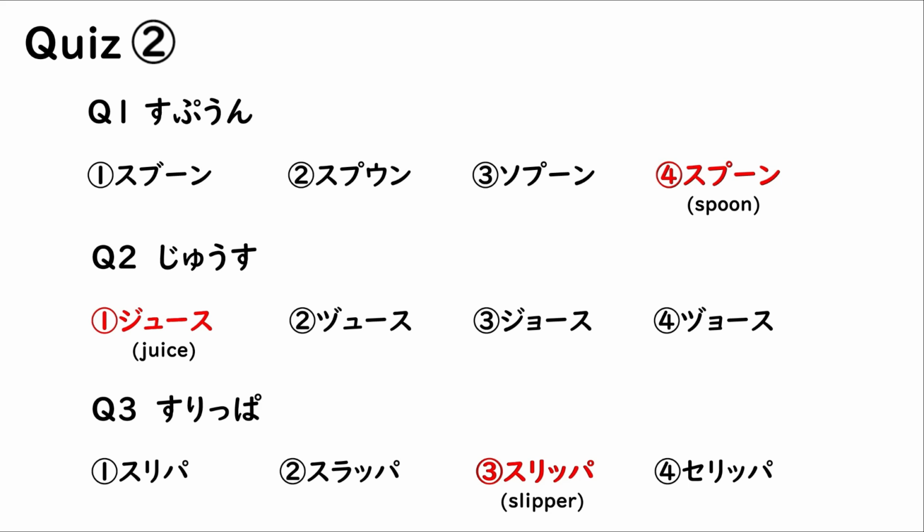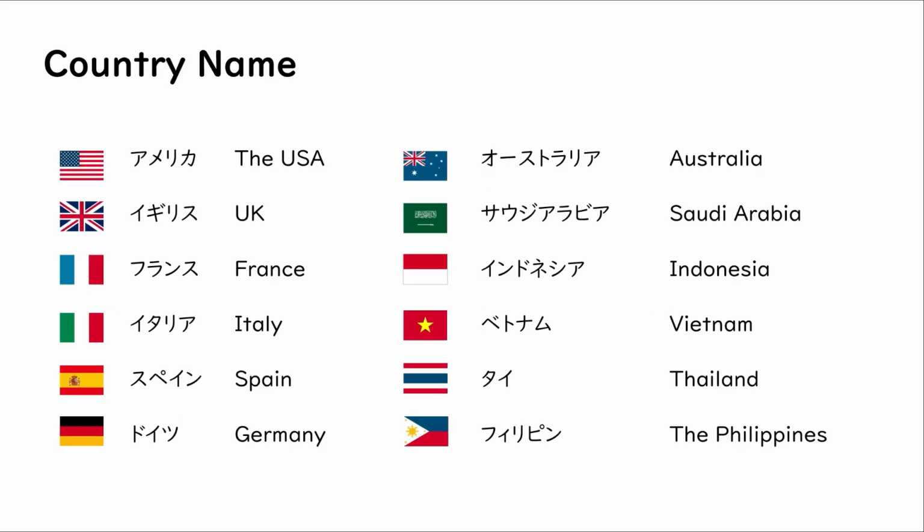You can even write country names. Let's look at some countries. America, England, France, Italy, Spain, Germany, Australia, Saudi Arabia, Indonesia, Vietnam, Thailand, the Philippines. China and Korea, however, are usually written in kanji.